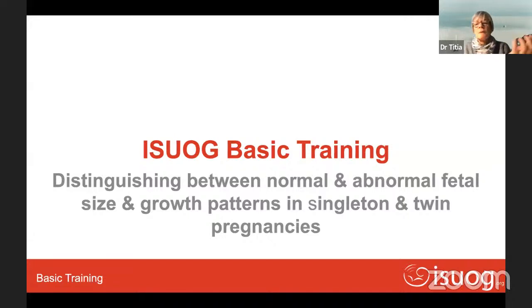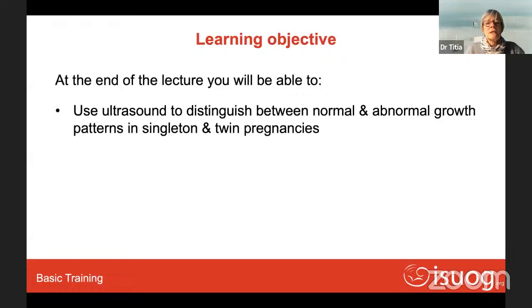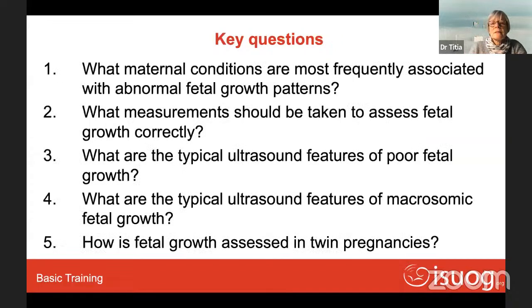which is distinguishing between normal and abnormal fetal size and growth pattern in singleton and twin pregnancies. Again, the learning objective is that at the end of the lecture, you will be able to use ultrasound to distinguish between normal and abnormal growth patterns in singleton and twin pregnancies. And the key questions you will be able to answer are: what maternal conditions are most frequently associated with abnormal growth pattern? What measurements should be taken to assess fetal growth correctly? What are the typical ultrasound features of poor fetal growth, and why, and what are the typical features of macrosomic fetal growth, and how is fetal growth assessed in twin pregnancies?